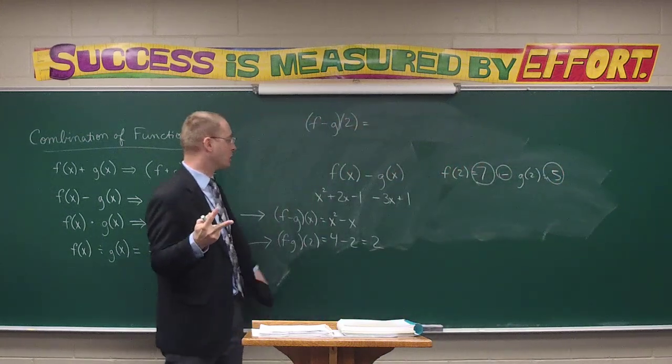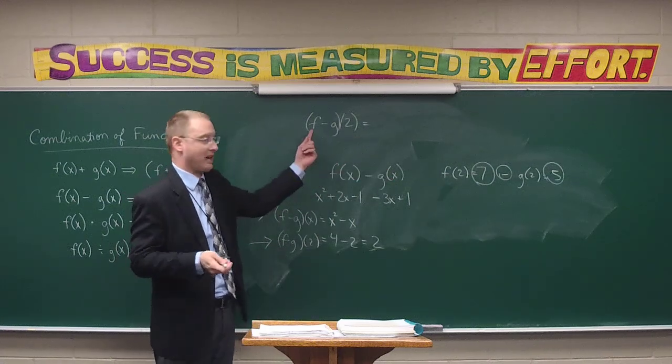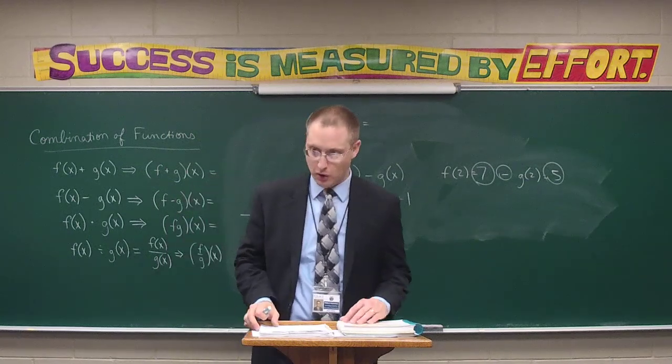2. And we could do it without even evaluating the f minus g of x. We could just take f of 2 minus g of 2, and that would be f minus g of 2 as well. Depends on the way in which the directions ask you to solve. Questions on that?